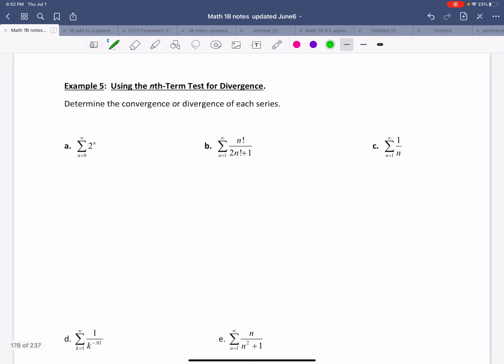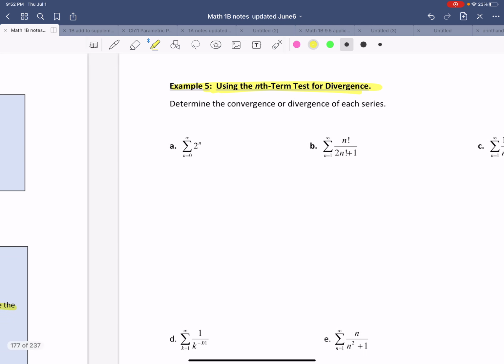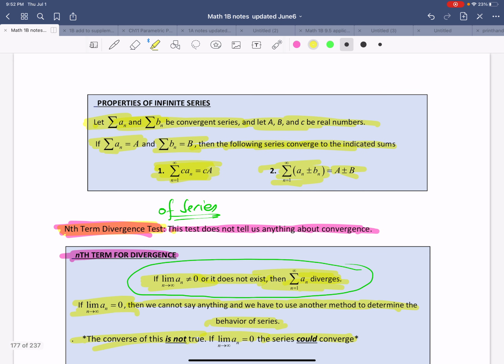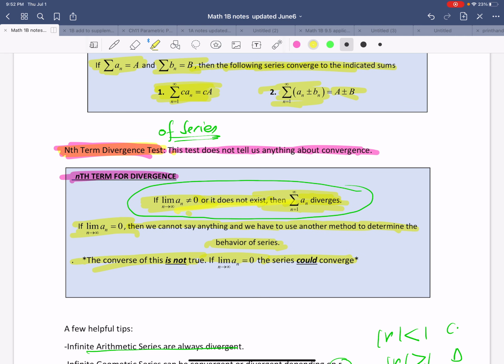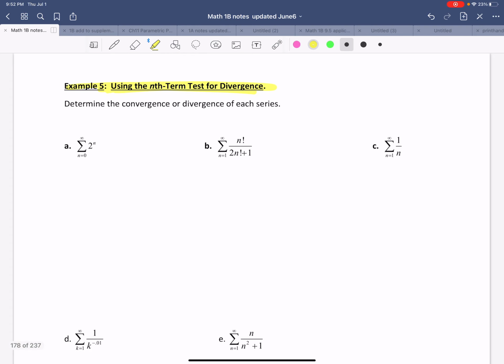Let's see some examples of nth term divergence tests. So we're going to use the nth term divergence test. Again, the nth term divergence test says if the limit as n goes to infinity of a_n is not equal to 0 or it does not exist, then the series diverges. Okay. Let's see the first example.